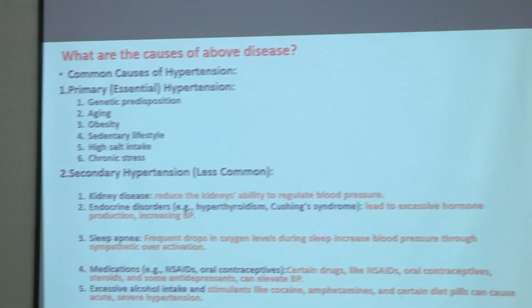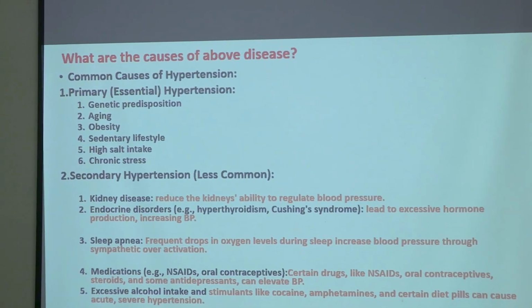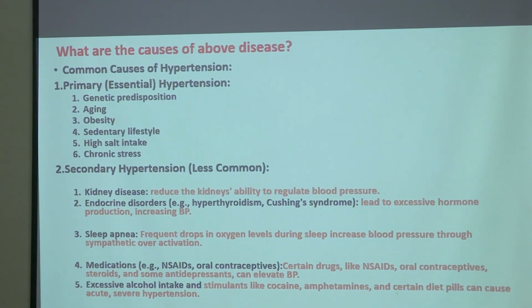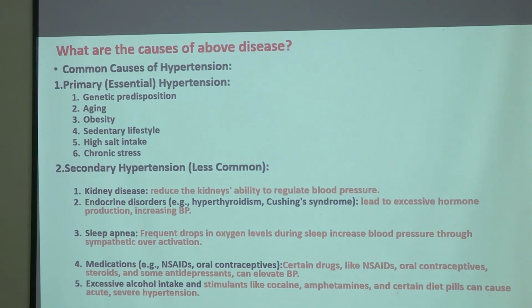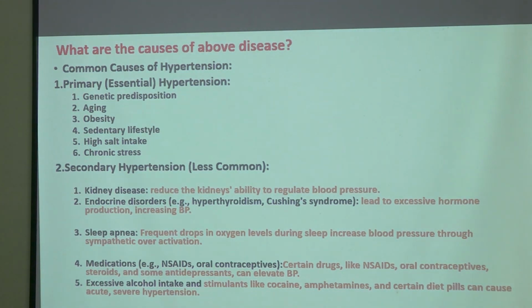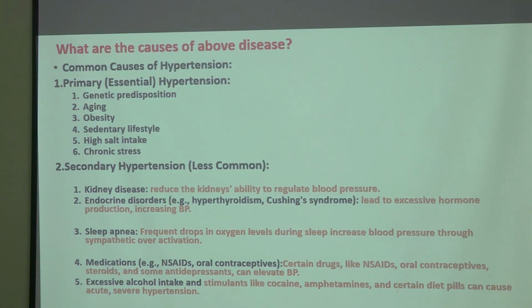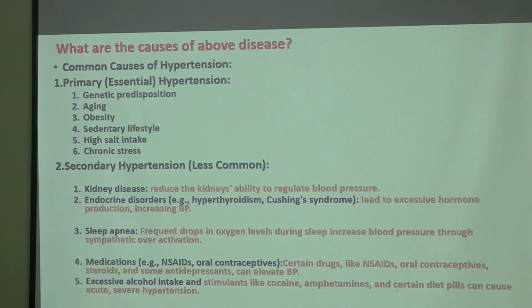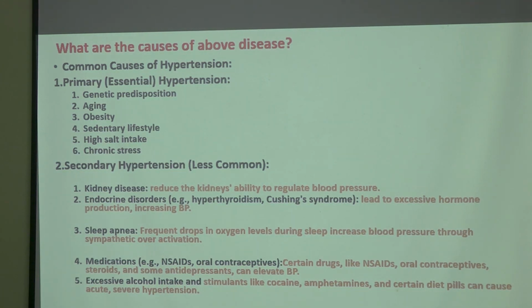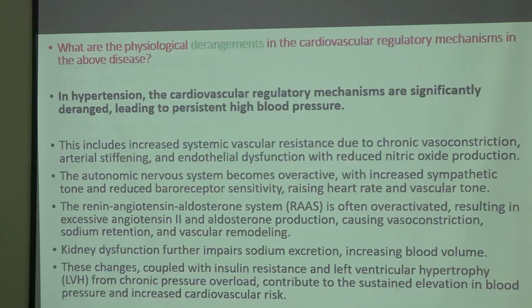Now, there are some medications that show some negative impact. So, what are those medications? Yes, certain drugs, certain non-steroidal anti-inflammatory drugs, oral contraceptives, some steroid drugs, some antidepressants. They all are equally important for the development of this disease, right? Now, at the same time, the consumption of excessive alcohol along with some stimulants is equally important. So-called, we could say, the positive agent for the development of hypertension, right?